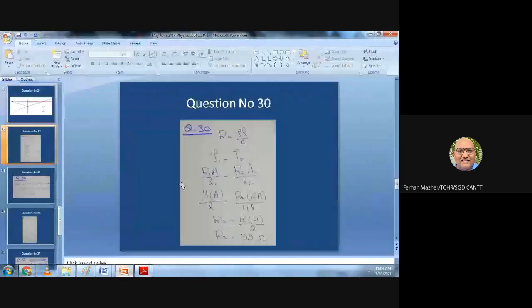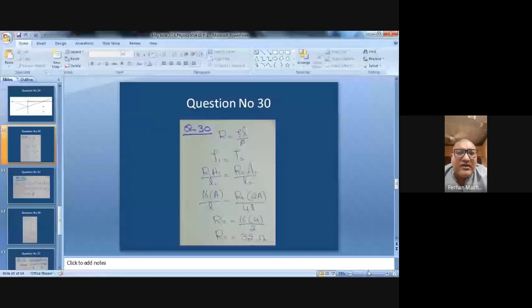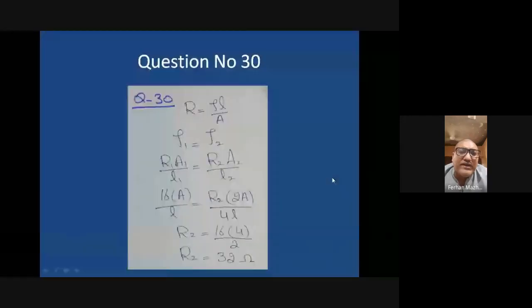So here we go. Because you know the resistance R is equal to rho L by A, where rho is called resistivity, which depends upon the nature of the material. If both the wires are made of the same material, their resistivity will be the same. So rho 1 will be equal to rho 2. So the formula for rho is R1 A1 by L1. So R1 value is 16 ohm, A1 suppose it's A, and L1 is L. R2 we want to find out.